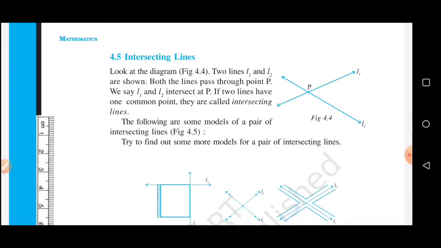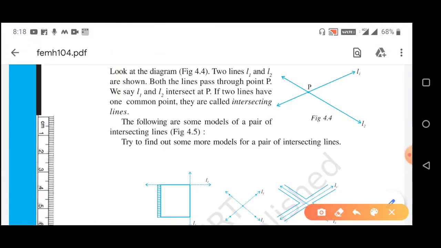Intersecting lines: what are they? If two lines intersect at a point, then these lines are called intersecting lines. Here line L1 and line L2 intersect each other at P. Intersect means they touch each other at P. So these are intersecting lines, and point P is called the intersecting point.